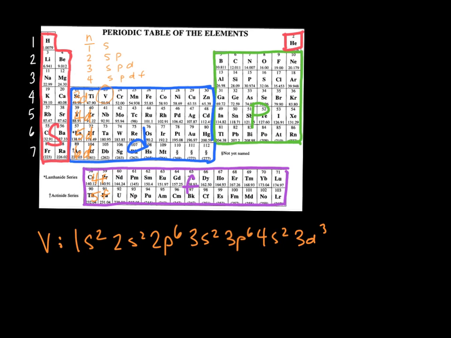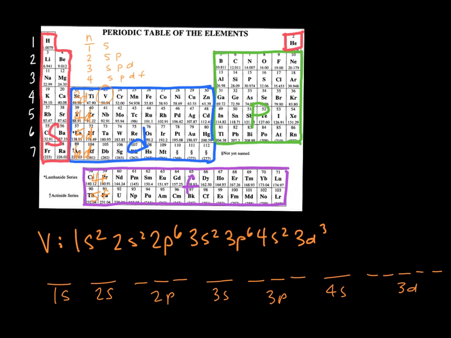Okay, so now we need to do the orbital notation. So there's 1s, and then 2s, and then 2p, 3s, 3p, 4s, and then the d orbital, or the d sublevel, remember, has 5 orbitals in it. So there's 1, 2, 3, 4, 5. So I'm going to put 2 electrons in each orbital that has 2 electrons.